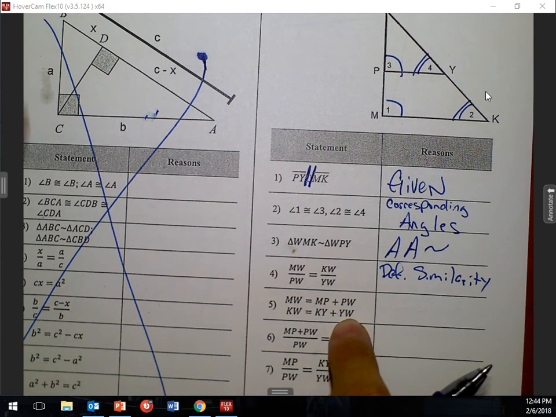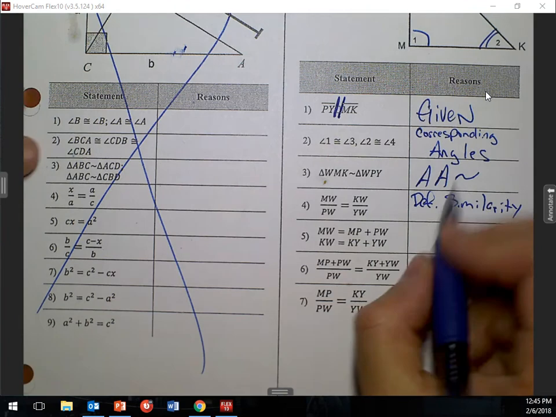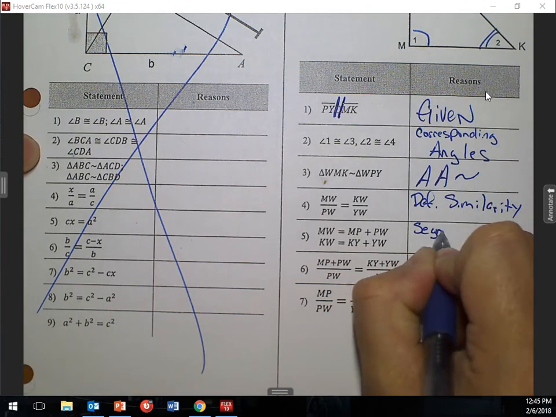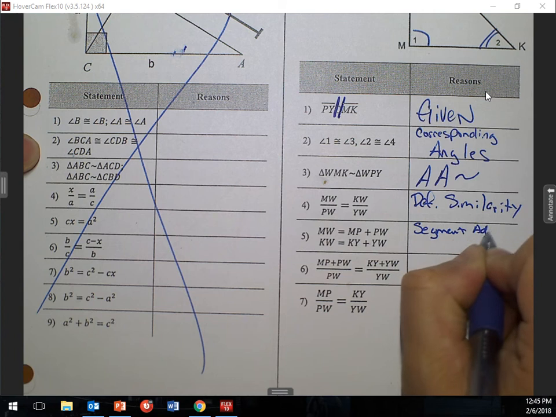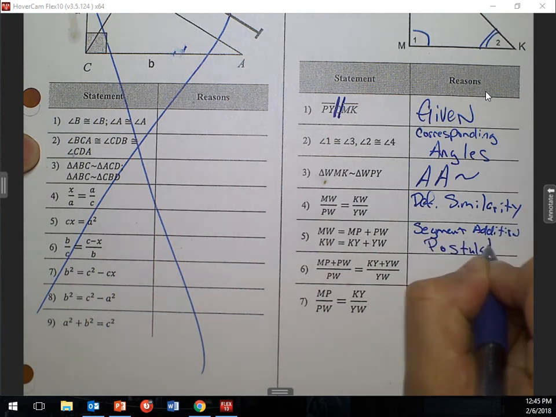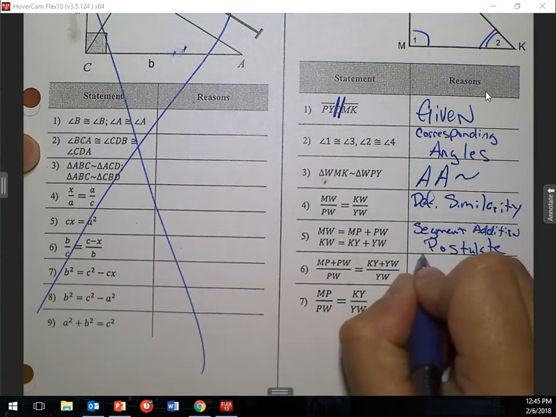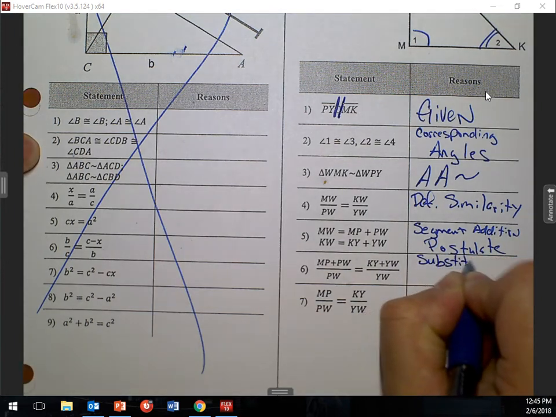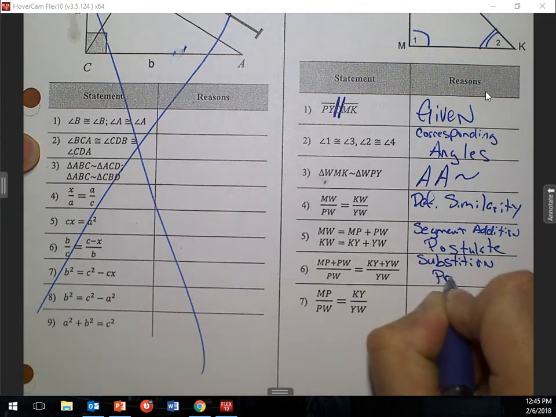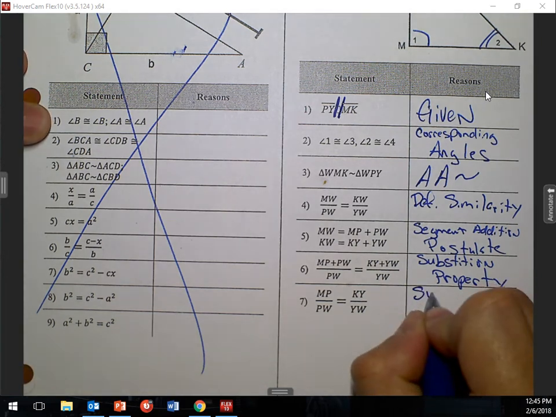Now, for this next one, looking at your notes. Very good. Segment addition postulate. Number 6. There we go. Number 7. Subtraction property of equality.